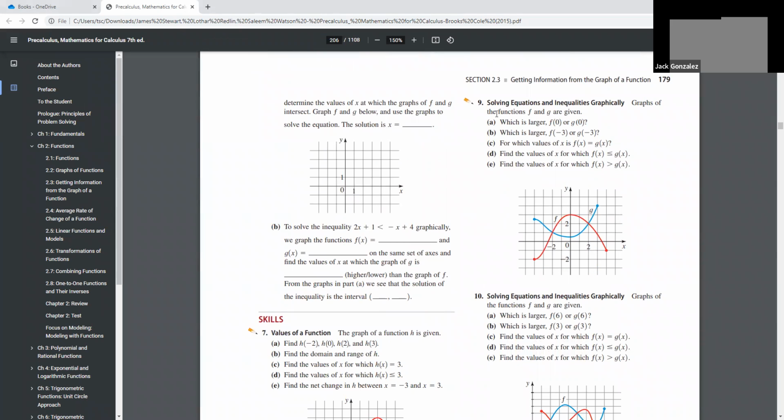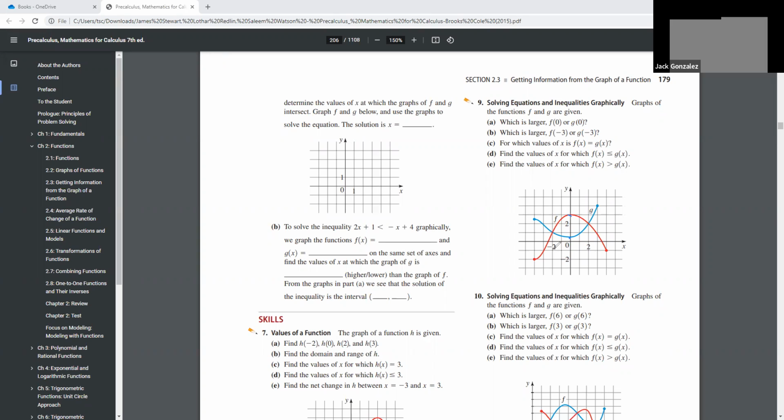All right, so we'll go through real quick, A through E, I guess. So part A, it's asking you which is larger, F of 0 or G of 0. So F is the red one, G is the blue one, right? You guys agree? So F of 0 is right here. G of 0 is right here. So which one is bigger?